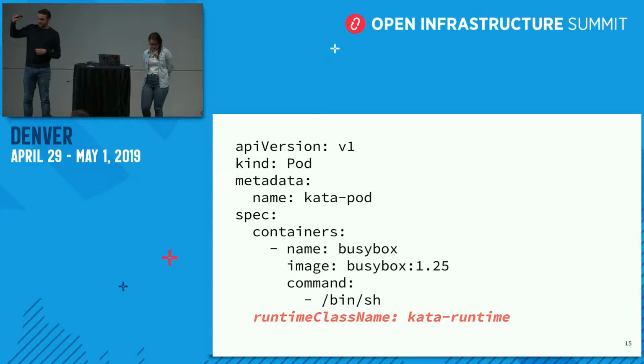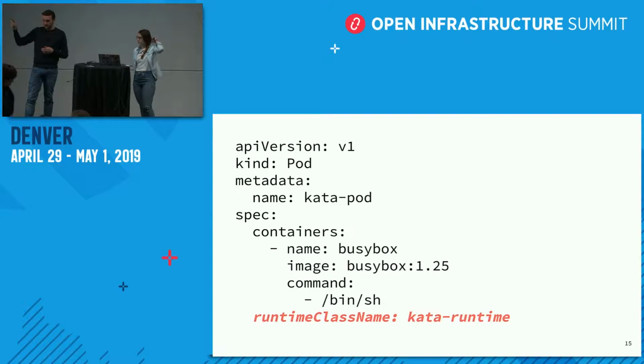And the way you're gonna specify that you wanna run hardware virtualization as your main isolation layer is by specifying, at the bottom there, a new runtime class name, which is Kata runtime. And by doing this, you're telling your container infrastructure that for this specific pod, you're gonna use Kata runtime. And that means that you're gonna have hardware virtualization as your container isolation layer.